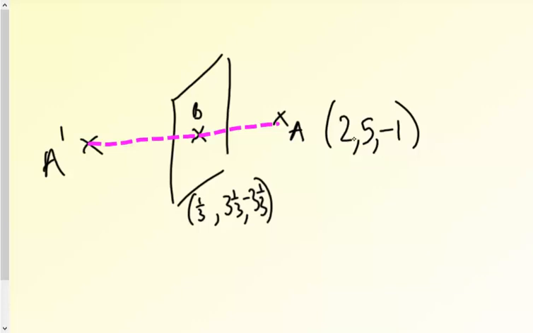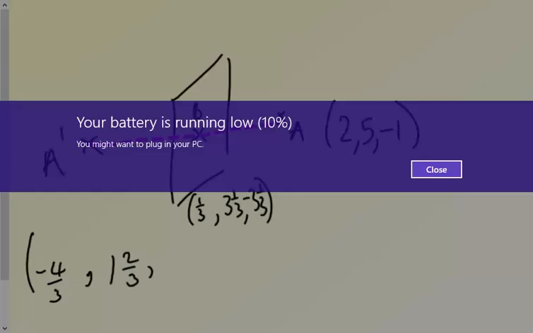So the x coordinate changes from 2 to 1/3, so we've subtracted 5/3. We need to subtract another 5/3 there, so the x coordinate of A dash is going to be -4/3. Do the same for the y coordinate. We've subtracted 5/3 there, so we need to subtract another 5/3, which gives us 1 2/3. From -1 to -3 1/3, we've taken off 5/3, and we've got to take off another 5/3.